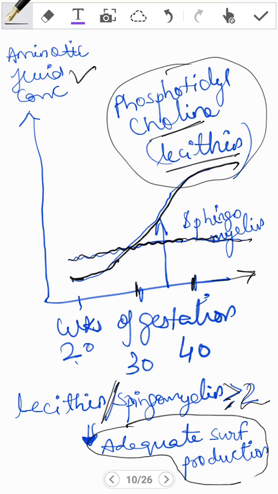And how do you measure this? By measuring the amniotic fluid concentration of these two substances. So if the ratio is less than 2, let's say 1.5, that would indicate that the baby does not have a good amount of surfactant production.